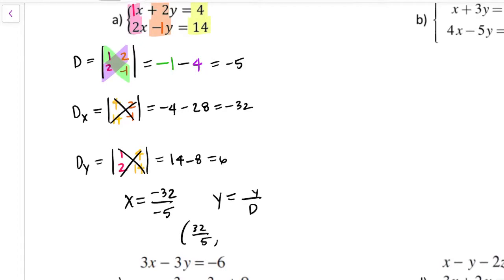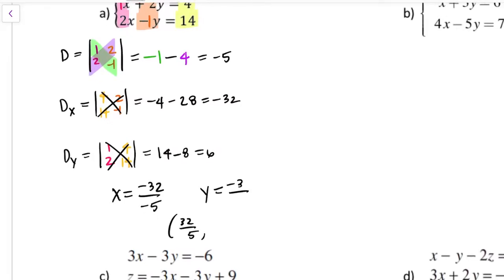Our y value, we're going to take Dy over D. Well, Dy is 6 over -5, so it's -6/5. And our final answer we have to write as an ordered pair with parentheses.